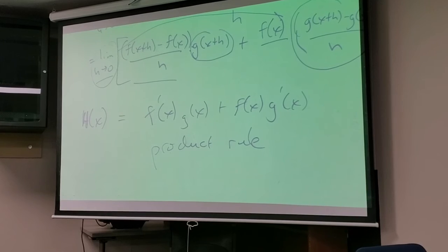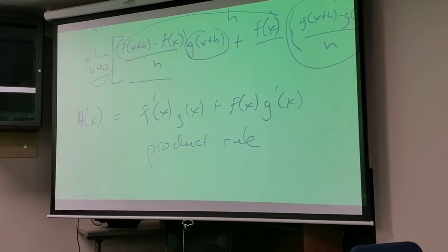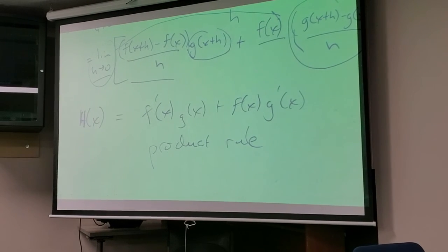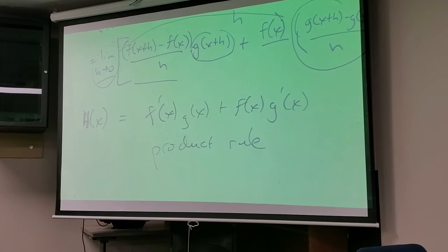This is the product rule, because it is the rule for what to do when I have the product of two functions. To be really honest, this does not reach its full potential until we learn something called the chain rule.